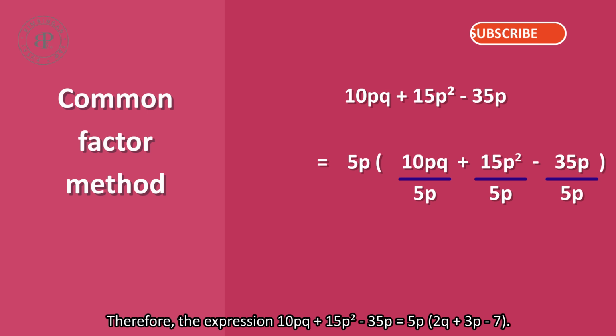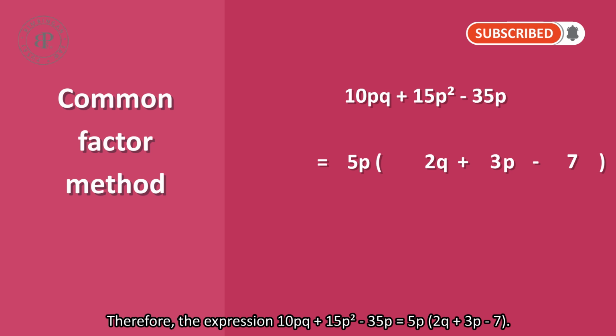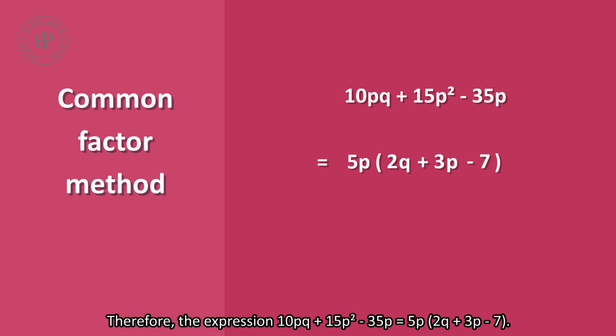Therefore, the expression 10pq plus 15p squared minus 35p is equal to 5p bracket 2q plus 3p minus 7.